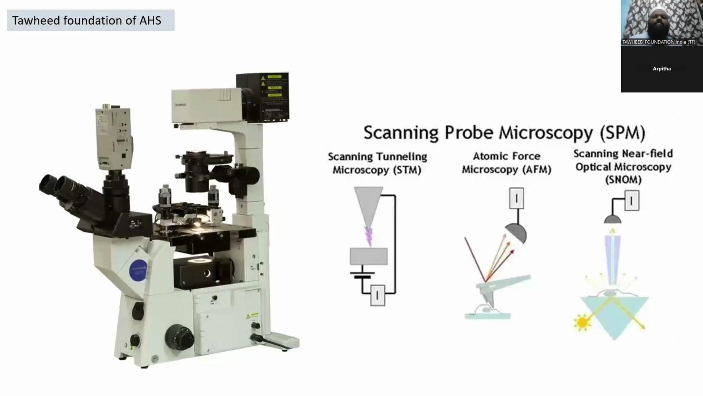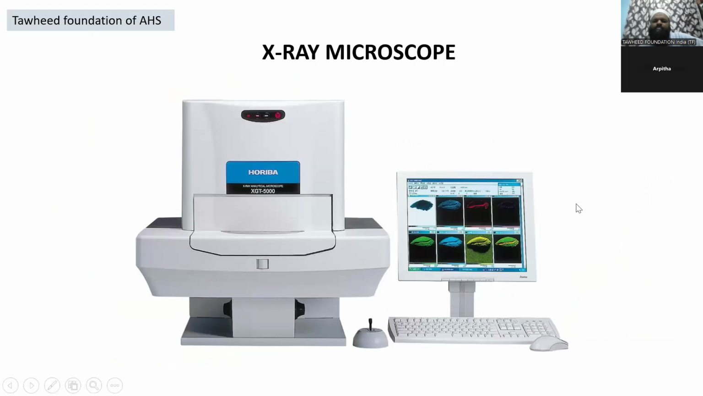Scanning probe microscope, SPM, uses the technique of a physical probe to scan specimens and form magnified images. This measures the surface features of the specimen. This is the working principle of scanning tunneling microscopy, atomic force microscopy, and scanning near field optical microscopy. So there are three different types of scanning probe microscopy.